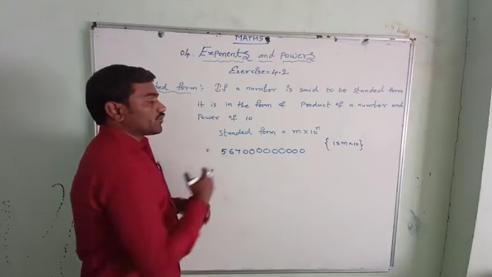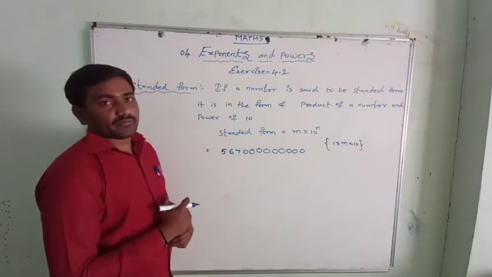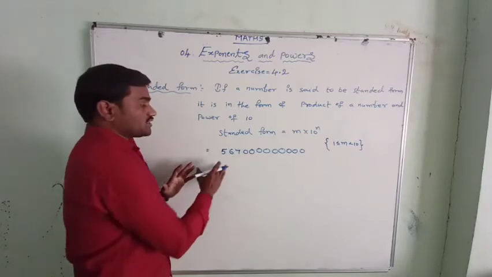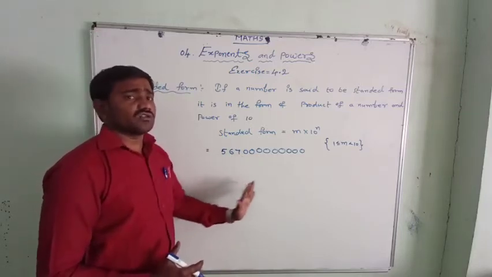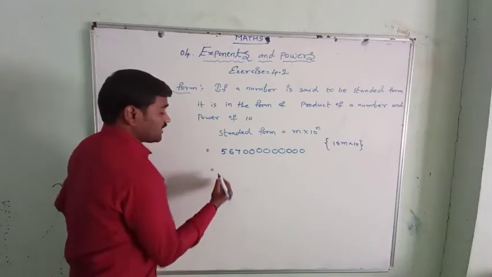See, this number is unable to read now. So how to write these numbers in the standard form? This is the usual form, where we used to write regularly. We used to write the numbers in this form. That is called usual form. So let us write these numbers in the standard form.